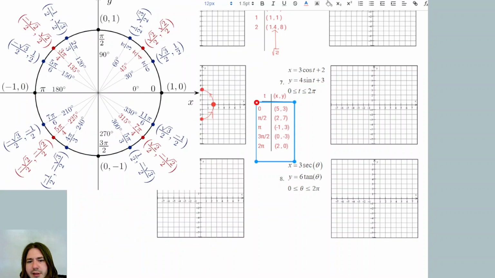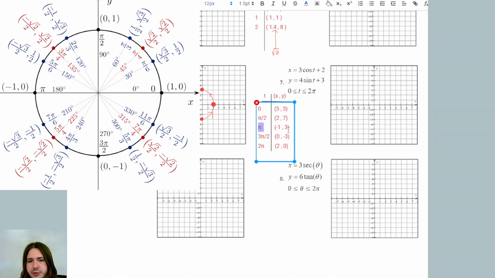So if I plug in pi, for instance, you look at the angle measure pi and report back that coordinate. The x is going to be cosine of that angle, and the y is going to be sine of that angle. So that point is negative 1, 0. So cosine of pi is negative 1, times 3 would be negative 3, plus 2 is negative 1. So that's where the negative 1 is coming from. And then the y, which starts at 0, 0 times 4 is 0, plus 3 is 3. So that's where I'm getting these points from.